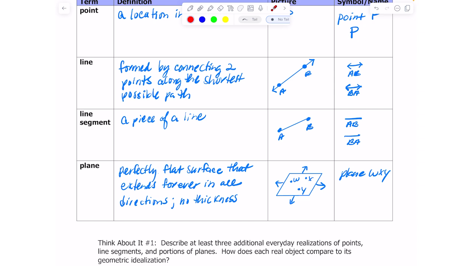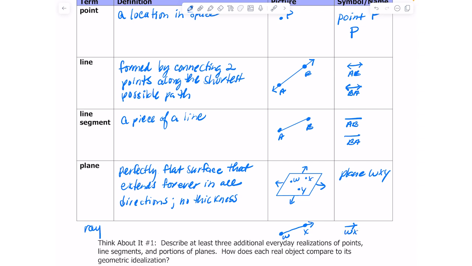Something else I wanted to point out to you was the word ray, which we'll talk about when we get to angles, but I wanted to mention it here. Rays have a beginning but no end. So if I was to add the word ray here, you would have a beginning point but no end point. So if I called this, let's say, ray WX, the symbol for it looks like this.